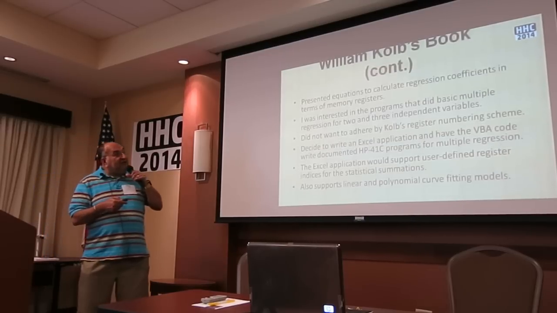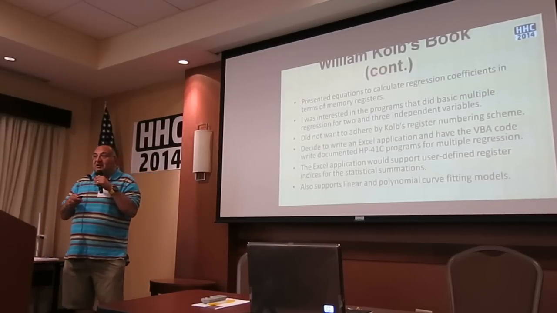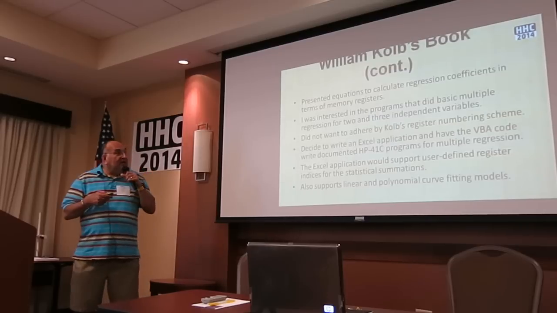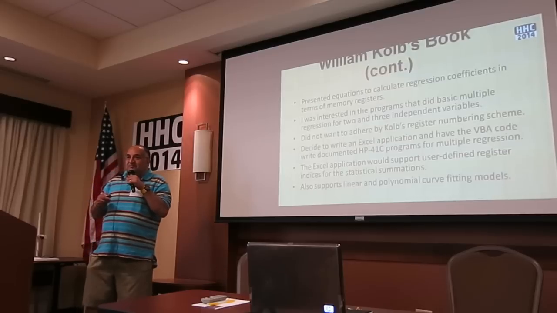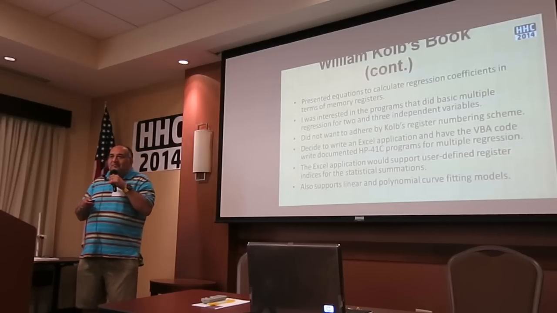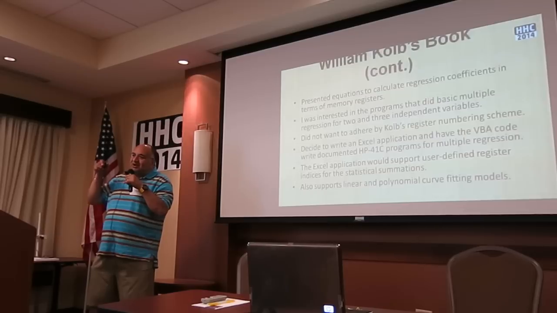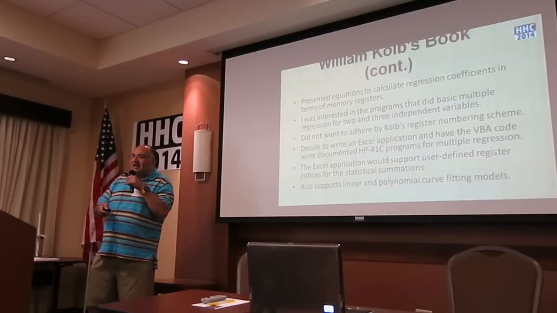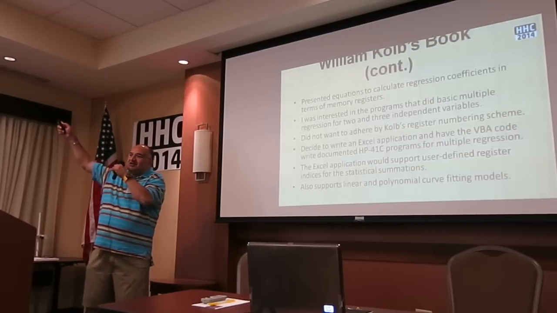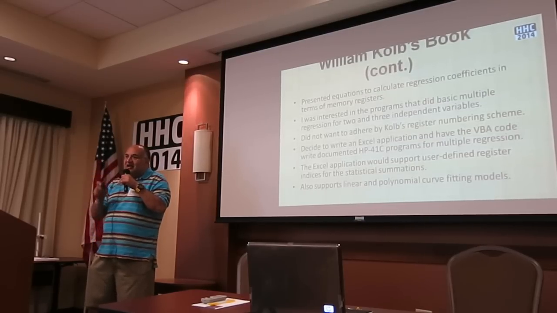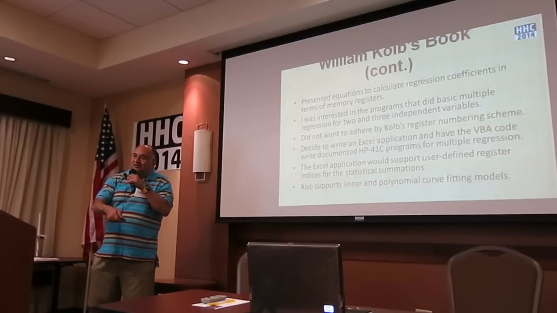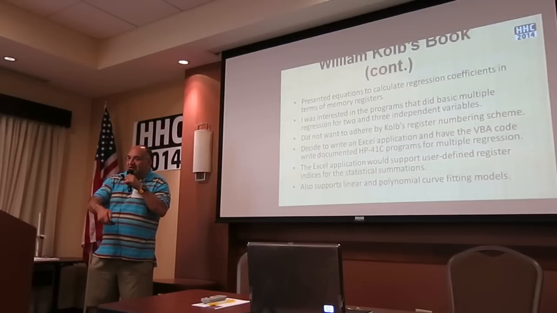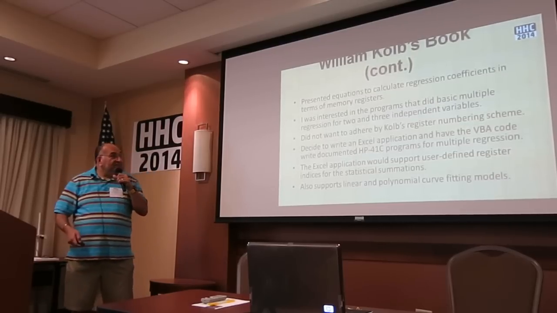I got interested in the programs he wrote for multiple linear regression for 2 and 3 independent variables. But I did not want to use his register numbering scheme. I think he said like 16 in register 69, 70, 65, something like that, in the middle of the memory map. I'm like, what if I want to bring all these registers down to, say, 1 and start from 1?